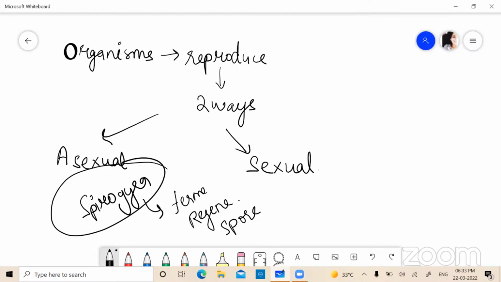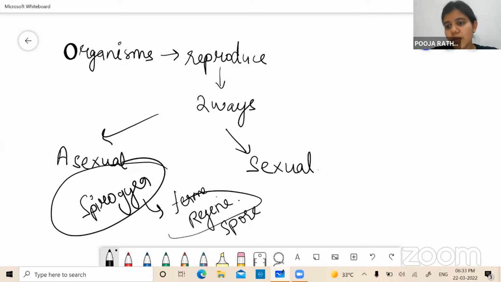Ma'am, Spirogyra is a simple organism which breaks in pieces. Yes, it breaks in pieces and then reproduces through regeneration. Each piece of Spirogyra reproduces itself into a new organism, right?